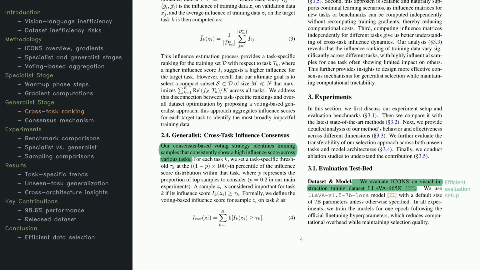In the experiments, the authors test Icons on a large-scale dataset, proving that it reduces computational overhead while still picking out high-impact data. They compare it to other methods that are state-of-the-art, looking at both how well it performs on known tasks and how it transfers to tasks it hasn't seen before.